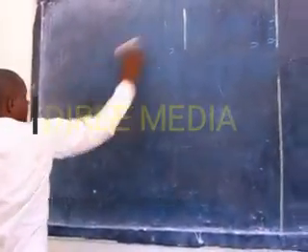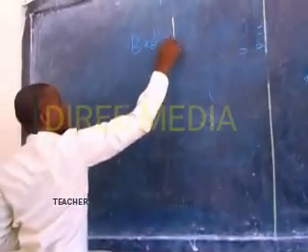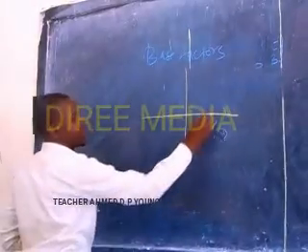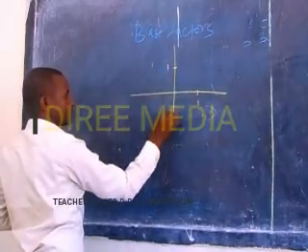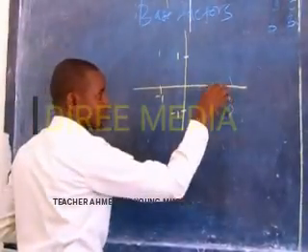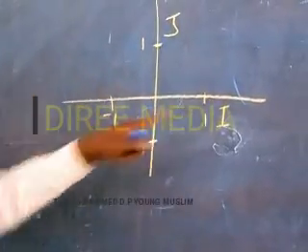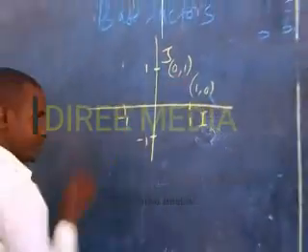But the other way is by use of base vectors. In base vectors, we draw those base vectors using the Cartesian plane. I have this one as 1, this point here as 1, -1, -1. Base vectors are denoted by the letters I and J. I is at 1, 0, and J is at 0, 1.